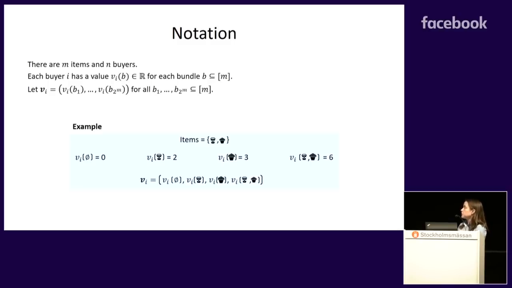Okay, so for example, maybe there are 2 items for sale. We always assume that all the buyers value the empty set for $0. And maybe he values the coffee for 2, muffin for 3, bundle for 6. So our vector representing all of his valuations is going to be this length 4 vector. Here I've just superimposed his values for these items onto this vector.